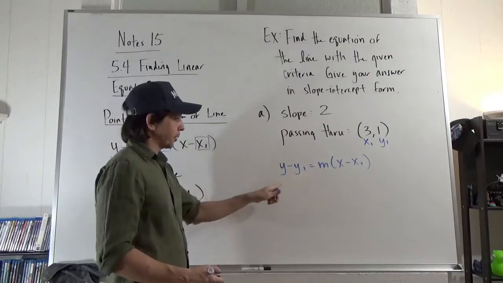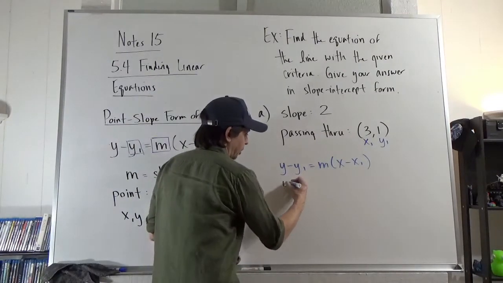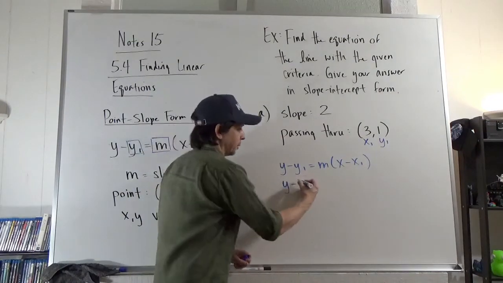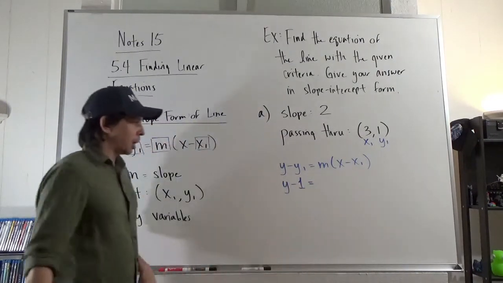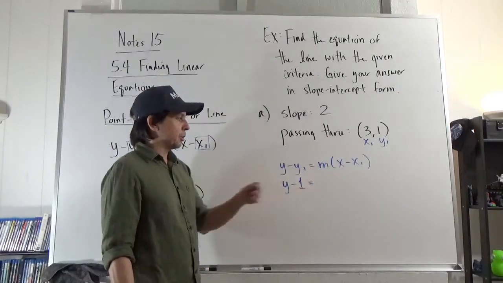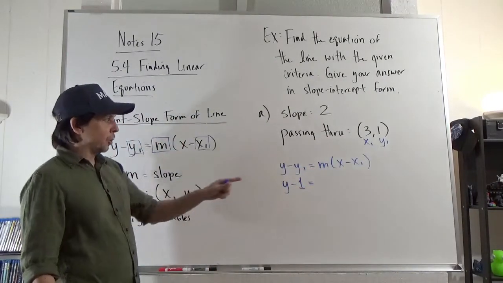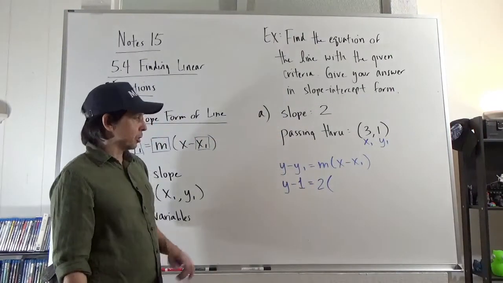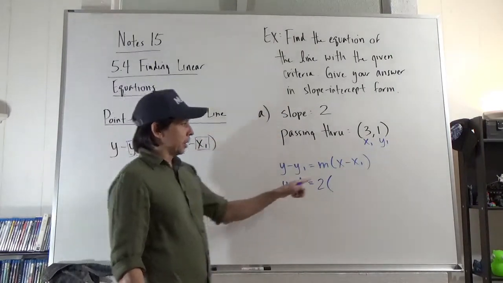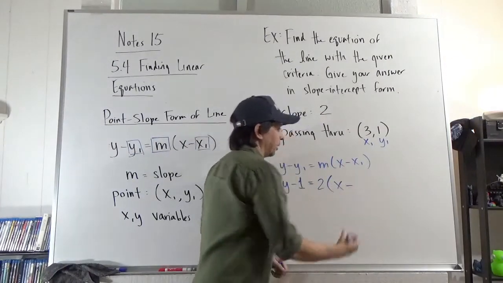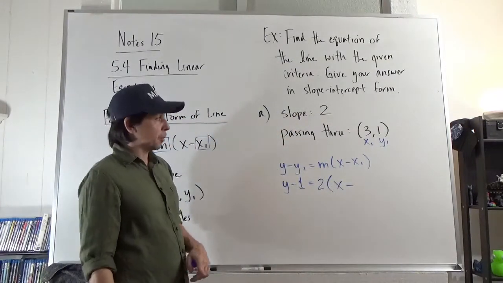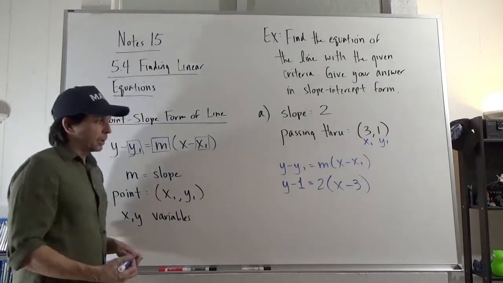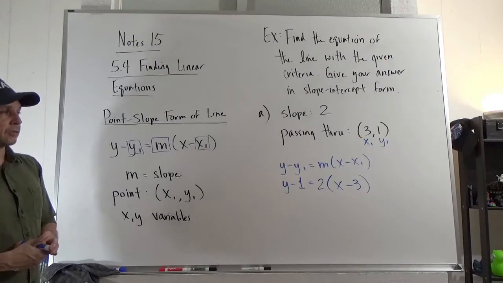So I'm going to start with y minus y1. The y stays y. The y1 is that coordinate right there. It's 1. So that left side is y minus 1. My equal sign is there. I'm going to fill in the slope m, which is 2. And in parentheses, which are important, it's part of your formula, the x stays x. The x1 gets replaced with the x-coordinate of the point, 3. And technically that's an equation of this line that satisfies that criteria.